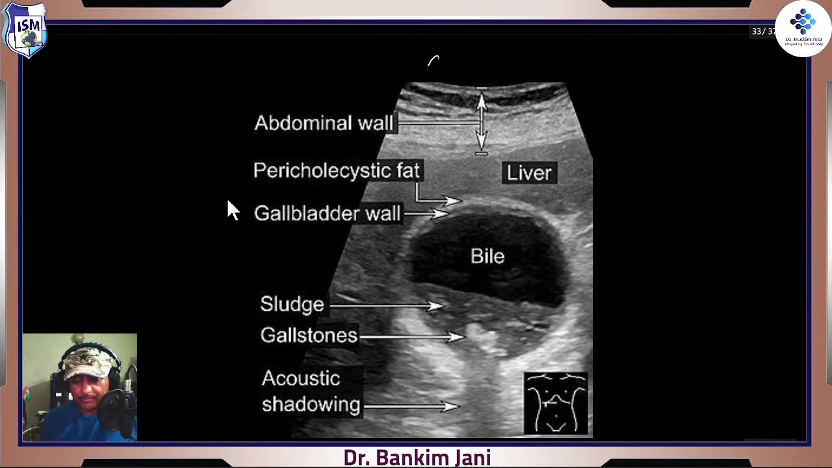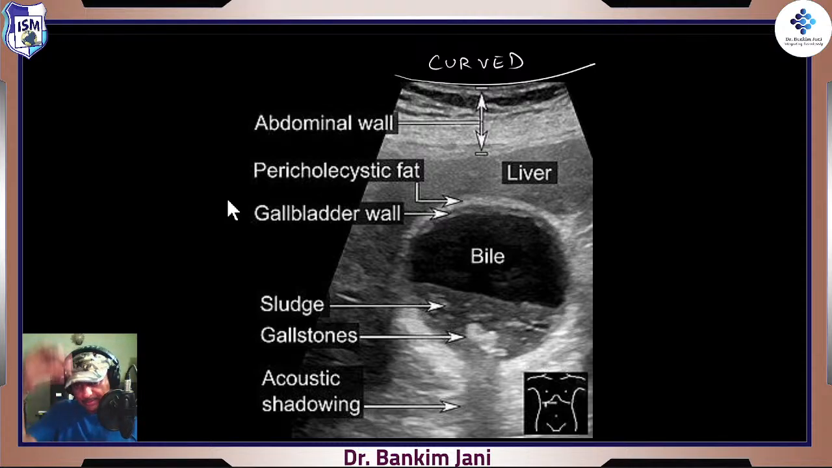First thing first, we are using a curved probe, correct? So wherever the probe is, we are going deep. So this is the abdominal wall, that makes sense. Okay, this is the liver. This is, say, pericholecystic fat. That is the fat which is surrounding the gallbladder.